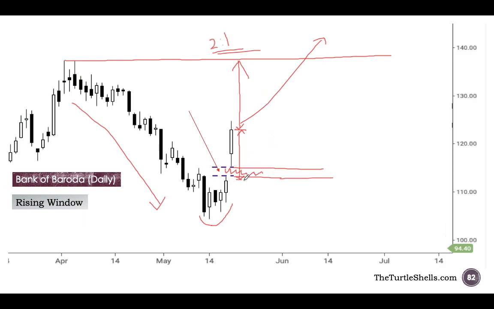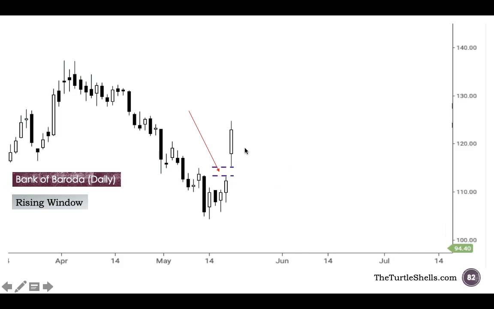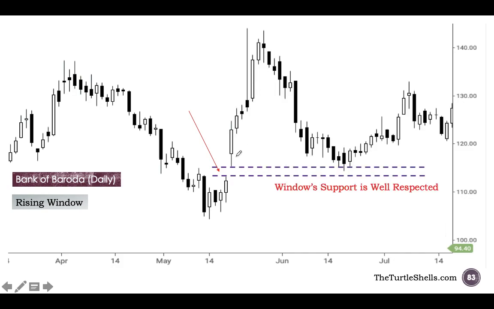But just to illustrate the power of a rising window as a continuation pattern, just have a look at this. After this, the price just skyrocketed. It's a continuation pattern. Although it's a very long white candle, it doesn't mean that the market will stop and start falling from there. It continued going up, okay, and it broke that resistance line. If we would have kept our profit target here, we would have achieved our profits in just a few candles.